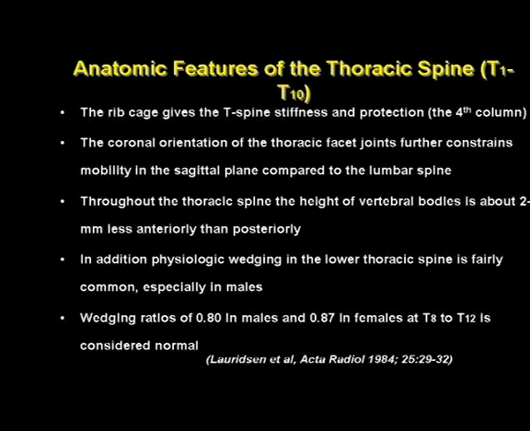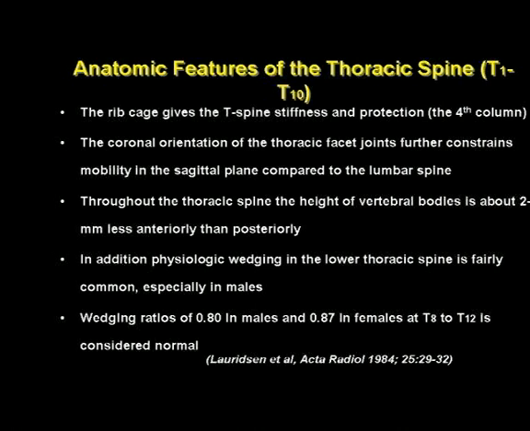What are the anatomic features of the thoracic spine? We'll start from top and go to the bottom. Well, the rib cage is an integral part of the thoracic spine. It gives it stiffness and protection. In the coronal orientation, we have the facets, and these again are another restraining factor which makes the spine fairly stiff. One fact that I find very helpful is that in the thoracic area, all the vertebrae are a little narrower anteriorly, shorter anteriorly than posteriorly, by about 2 to 3 millimeters.